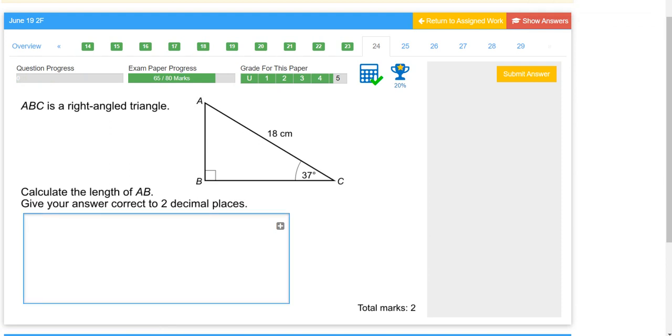And now we're going to use some trigonometry, some SOHCAHTOA, and I'm going to again show how to do this using a formula triangle.